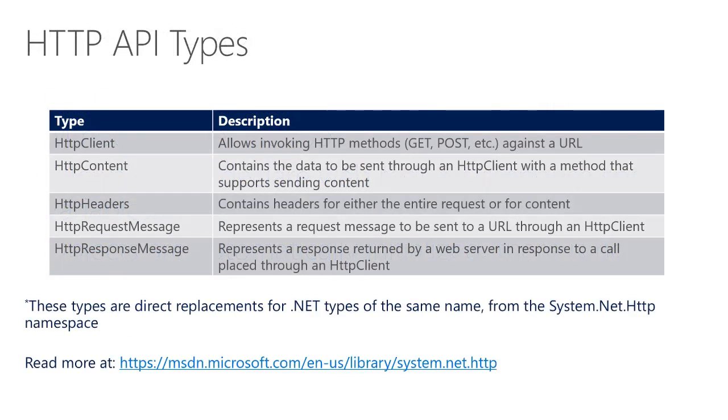And so the HTTP API types are HTTP client, HTTP content, headers, request message, and response message. These types are direct replacements for those .NET types of the same name from the HTTP namespace. And so you can read MSDN about System.Net.Http, and all the information in there should be relevant for the AL types that you can use in VS Code.